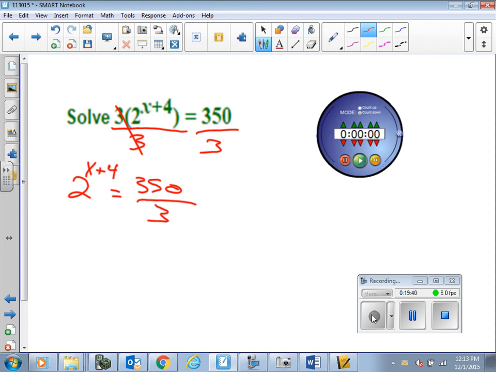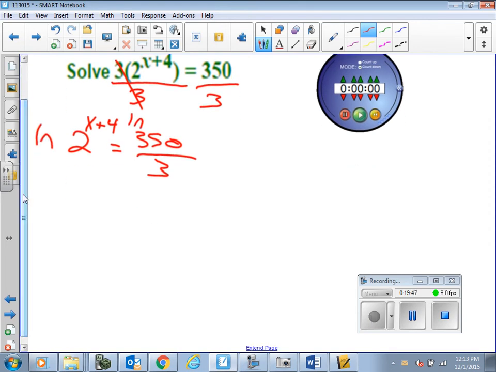All right, so now I'm going to use the natural log this time just to do something different. So I'm going to take the natural log of both sides. So the natural log of 2 to the x plus 4 equals the natural log of 350 divided by 3. And what can we do at that point?